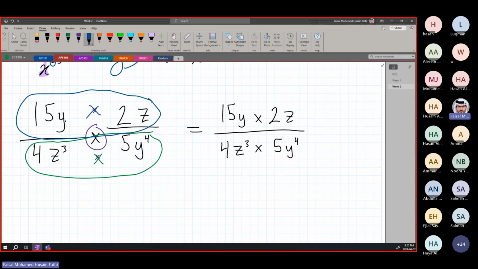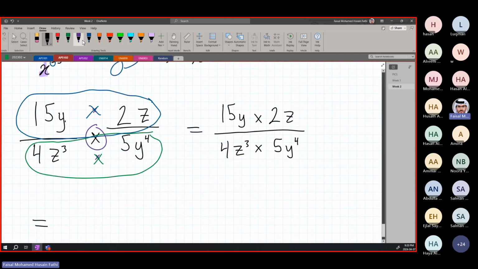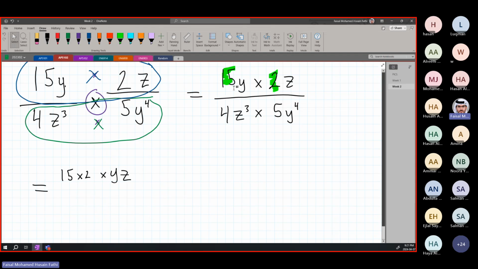Okay? That's what this means. So that's what I did here. This is going to be equal to 15y, 15 times 2. You can always multiply the constants. We have 15 and we have 2, so we can multiply those directly into each other. So it's going to be 15 times 2, and then times yz, which means y times z. And the same thing we can do at the bottom.